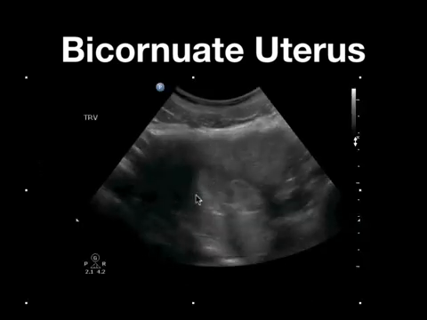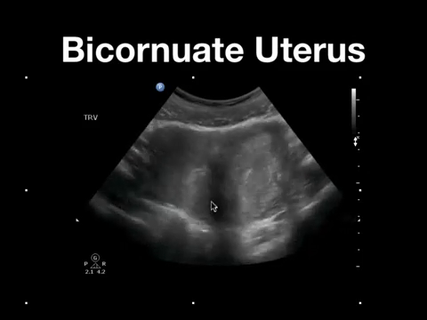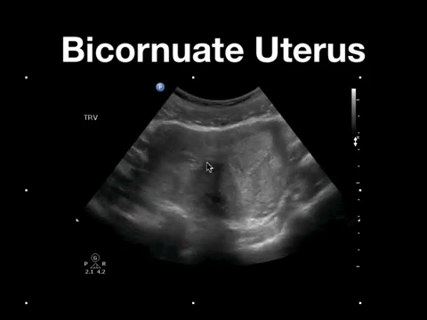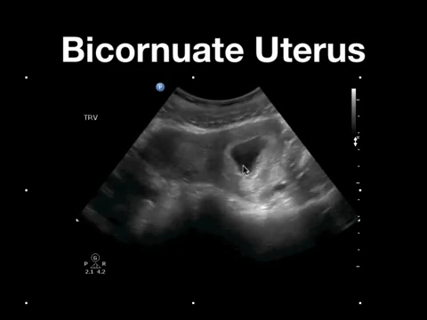We have a patient with a bicornuate uterus, and you can see that as we sweep up towards the fundus, you've got the left horn and the right horn over here. Within the left horn, there is a pregnancy. Measuring here, there is at least 5 millimeters of myometrium surrounding this. So this was an intrauterine pregnancy in the left horn of a patient with a bicornuate uterus.